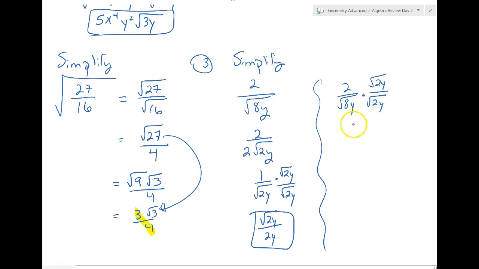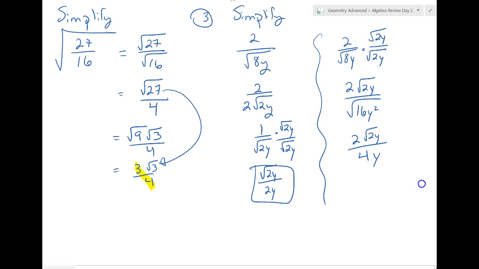Look what happens. The numerator becomes 2 root 2y. The denominator becomes the square root of 16y squared. Can I simplify the square root of 16y squared? So I get 2 root 2y over 4y. Oh, look. Can I simplify these real quick?